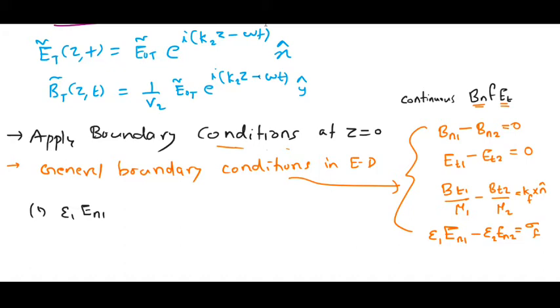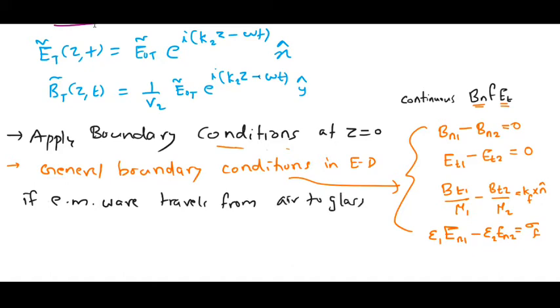Okay, in this case, if we consider the electromagnetic wave traveling from air to water, or water to glass, or air to glass, then we have two media. The medium 1 is air. Then this is a big block of glass, which is our medium 2.